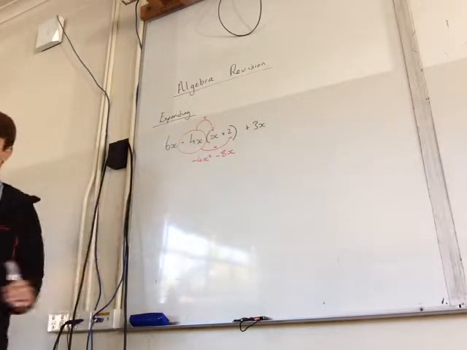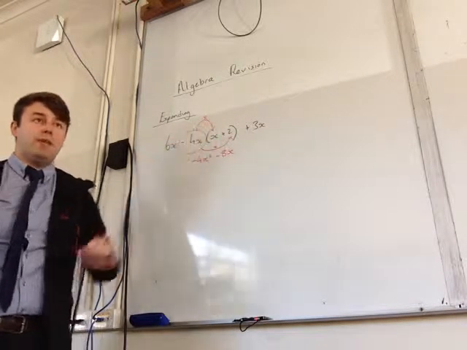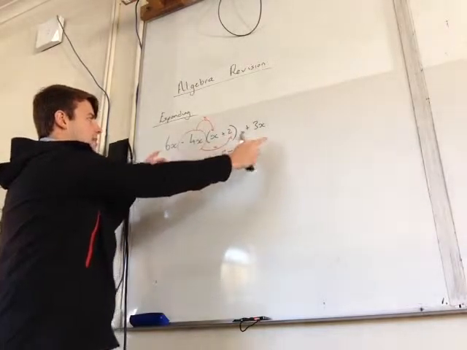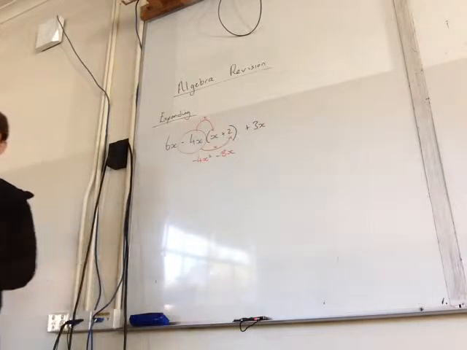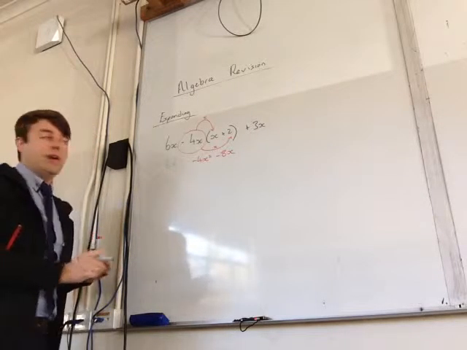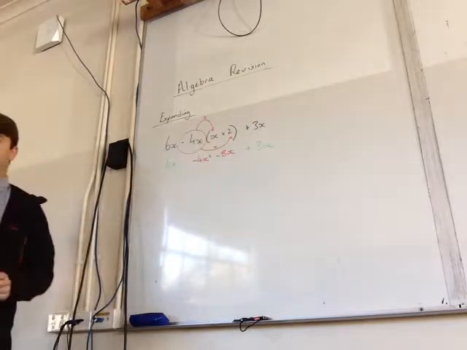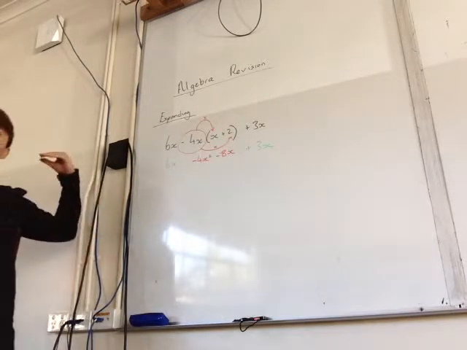Have I expanded the bracket? Yes, I have, because I've taken what's outside it and multiplied it by everything on the inside. So what about these terms here, this 6x and this plus 3x? What am I going to do with these? They just stay there, yes. They have nothing to do with the expansion at present. So they stay where they are. Is that my answer? No, because I've been asked to simplify as well.